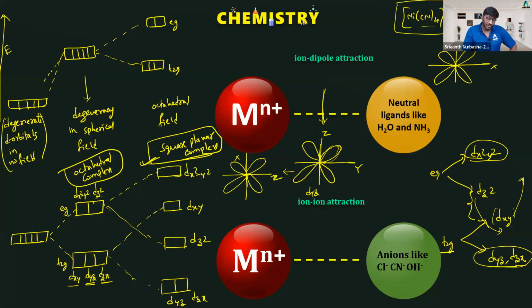Fine, students. Now we have seen octahedral, square planar, and tetrahedral splitting. In the tetrahedral splitting, what will happen? How is the tetrahedral complex formed now? Just imagine.